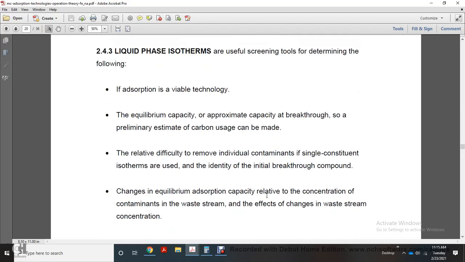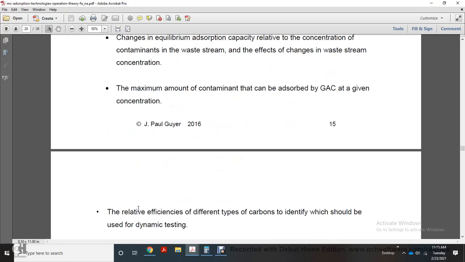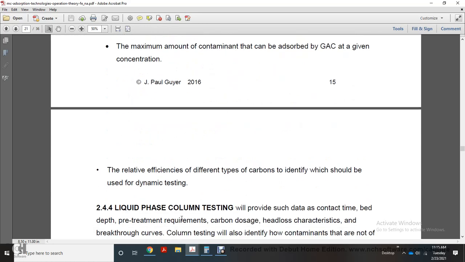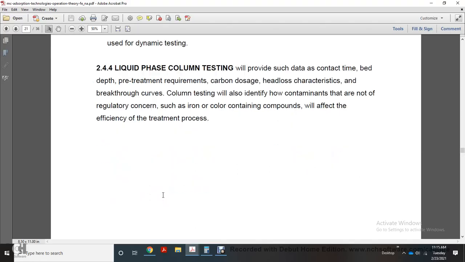Change the equilibrium adsorption capacity relative to the concentration of the contaminant in the waste stream. The effective change of the waste stream concentration. Maximum amount of contaminant adsorbed by the granular activated carbon at a given concentration. Relative efficiency of different types of carbon identifies which should be used in dynamic testing. Liquid phase column testing will provide such data as contact time, bed depth, treated time, pre-treatment requirements, carbon dose, head loss, and character of the breakthrough curves. Column tests identify how contaminants that are not regulatory concerns, such as iron and color-containing compounds, will affect treatment efficiency.